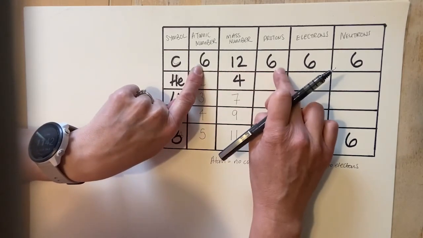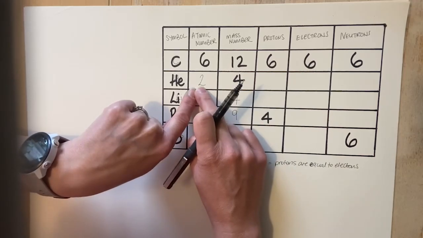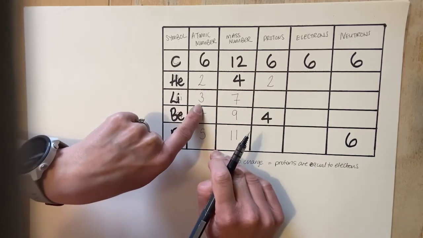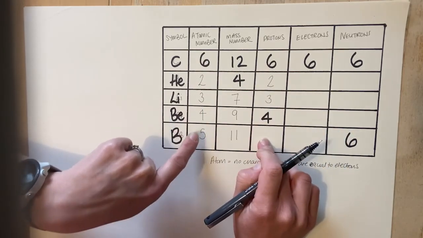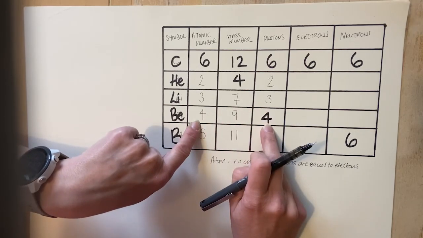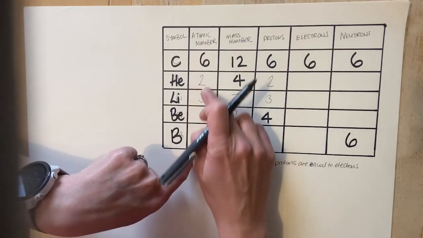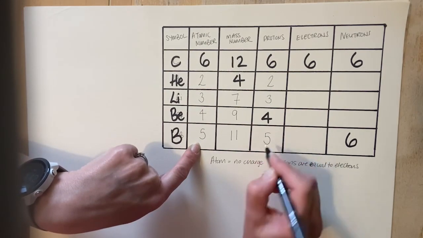Carbon, our example, atomic number is 6, protons is 6. Helium, atomic number is the number of protons, 2. Lithium, atomic number 3, therefore the number of protons is 3. Atomic number for beryllium is 4, number of protons is 4. It's already there, we know we've done it correctly. Boron, atomic number is 5, therefore the number of protons is 5.